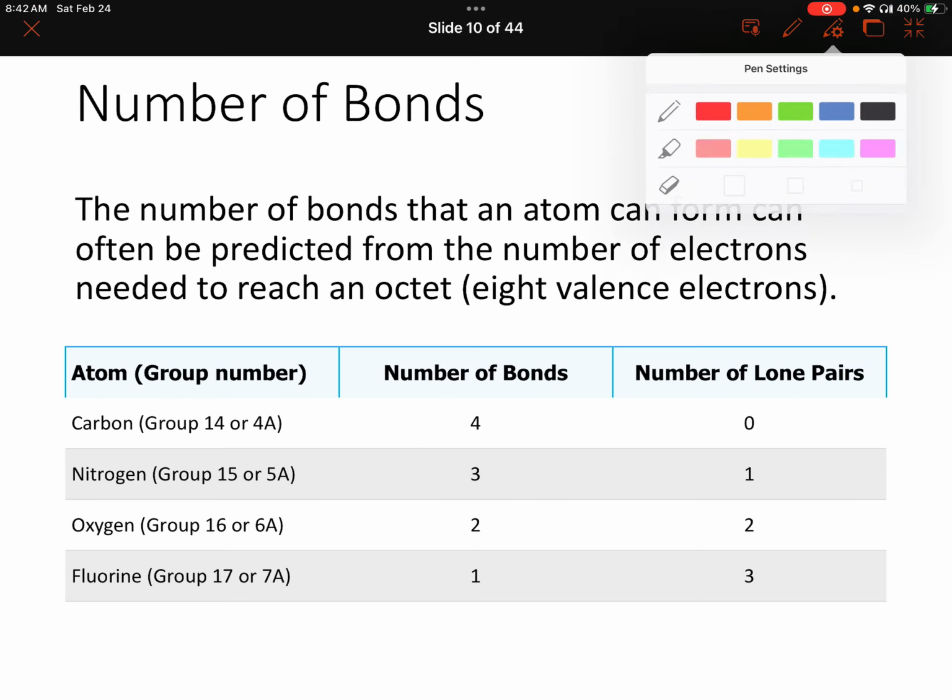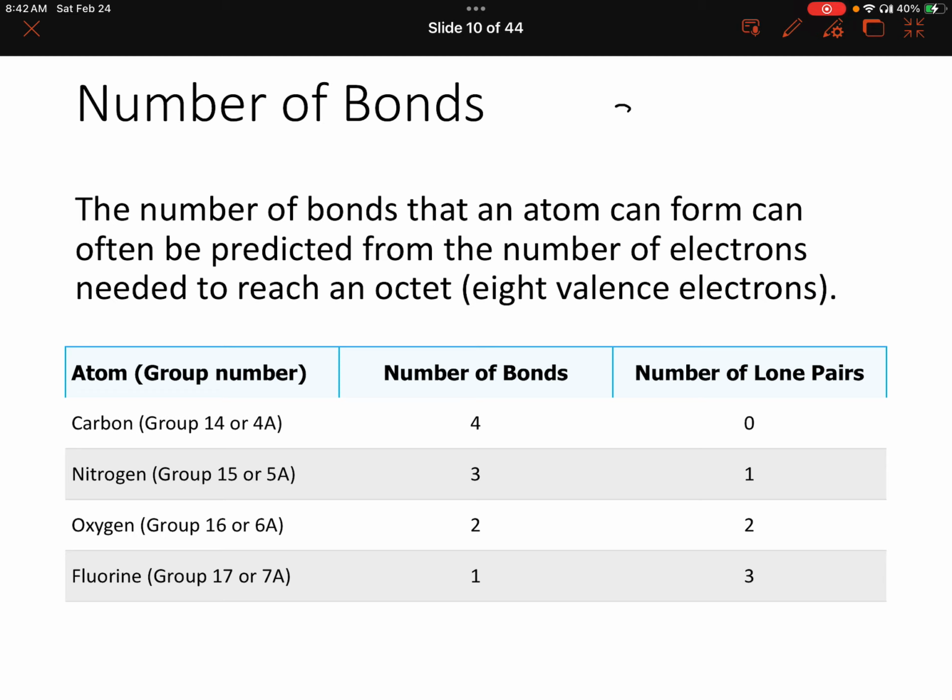So carbon is in group 4, so it has 4 valence electrons. So its Lewis diagram has 1 electron on each side of the symbol for carbon. Now we know that it wants 4 more electrons to have a total of 8. So that means that carbon can form 4 bonds. So that is shown in our table down below.